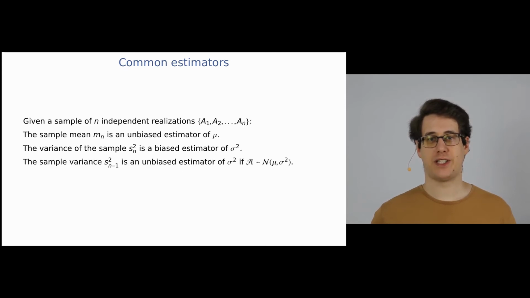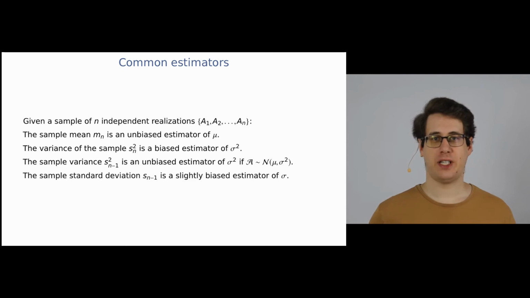Instead, you can use the sample variance Sn-1 squared, which is an unbiased estimator of sigma squared if and only if your random variable is Gaussian distributed. If you have a different probability distribution, you will have to look into the literature to find a more adequate estimator. This n-1 denominator is called the Bessel correction.